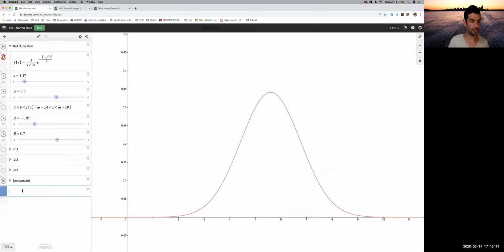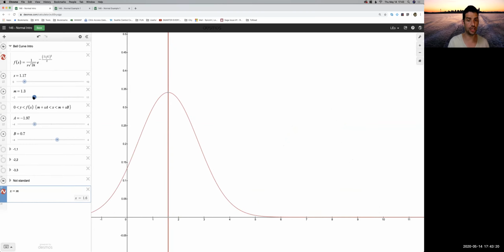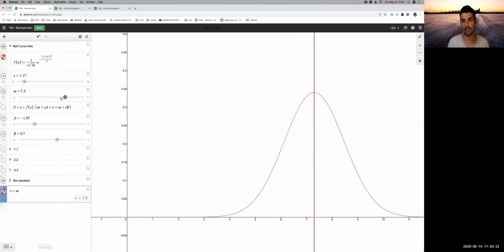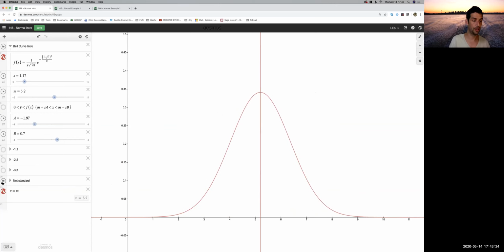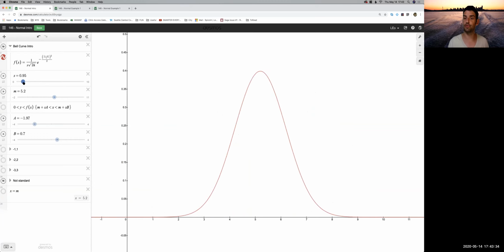So if I put in a line, right, that vertical line that I've just added to this graph is at the mean as I'm changing it, and it always coincides with the peak of the curve. So the mean changes the location. The standard deviation, remember, is a measure of how spread out data is. Well, changing the standard deviation changes how spread out the curve is.